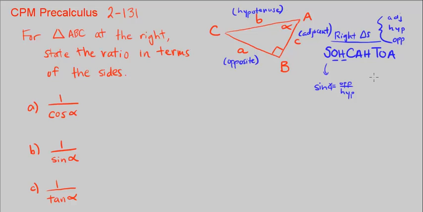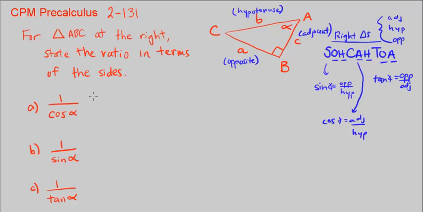So sine is opposite over hypotenuse. Cosine is A over H. So cosine of the angle is going to be A, which stands for adjacent, over H, which stands for hypotenuse. And TOA stands for tangent is the ratio of the opposite side divided by the adjacent side. O stands for opposite, A stands for adjacent.